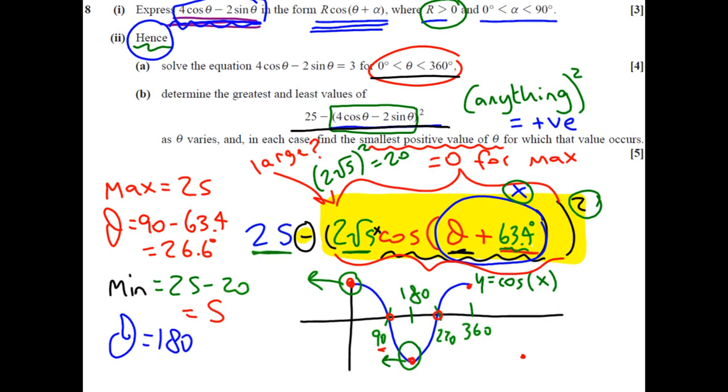And we want to take away the 63.4 to find out what theta is. So that's going to be 116.6, sorry, not 117.6, 116.6 degrees. Okay, so that is your 5 marks. We have solved it. Right, moving on to the final question of the test, question 9.